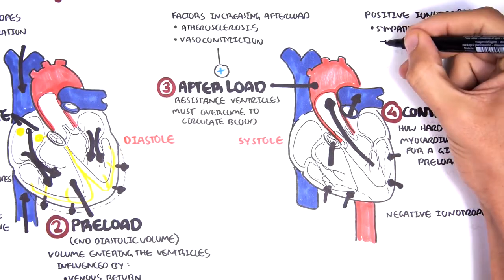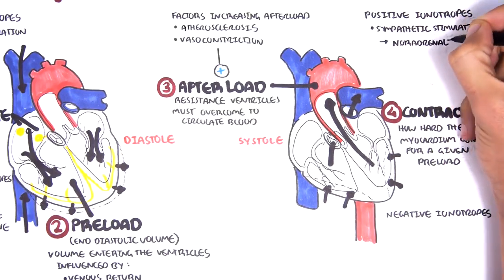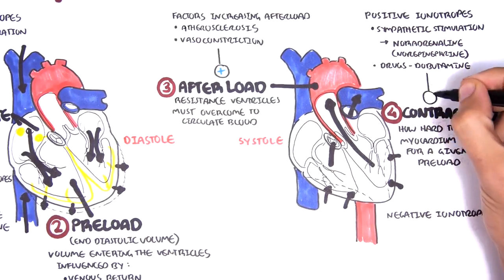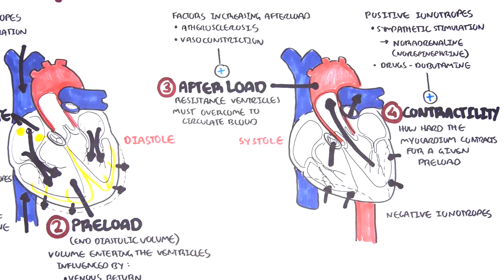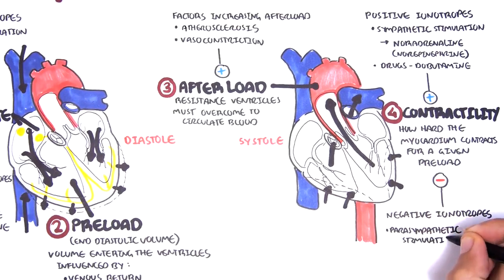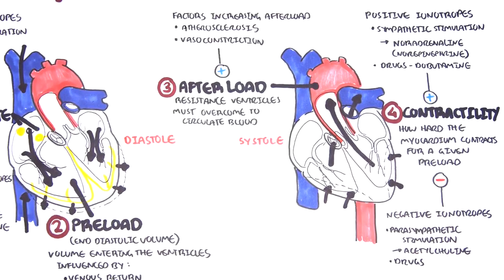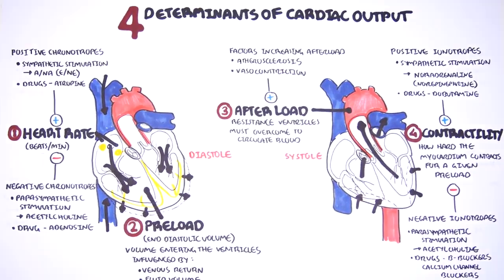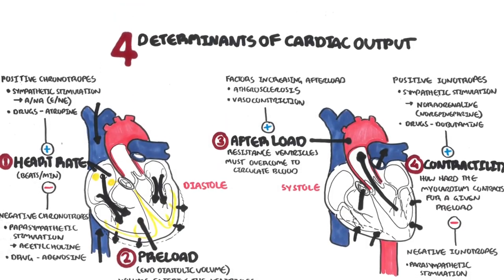So positive inotropes, again, is your sympathetic stimulation, noradrenaline or norepinephrine. Some drugs such as dobutamine can also increase contractility, making it a more powerful contraction. Negative inotropes are things such as your parasympathetic stimulation, so your acetylcholine again, and some drugs can also decrease contractility, such as your beta blockers and calcium channel blockers. So those are the 4 determinants of cardiac output: your heart rate, preload, afterload, and contractility.